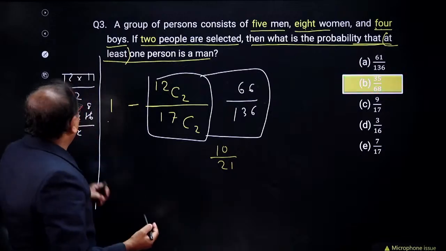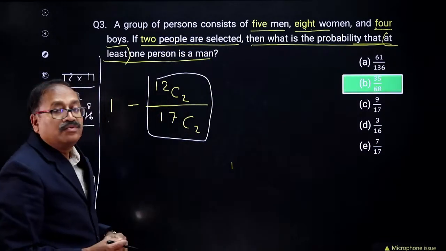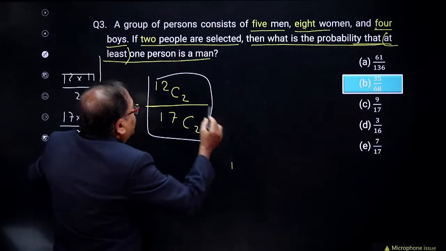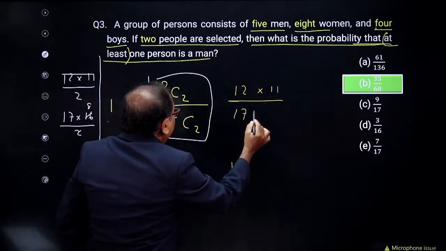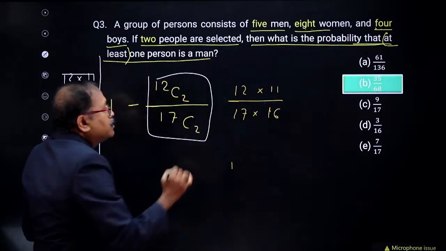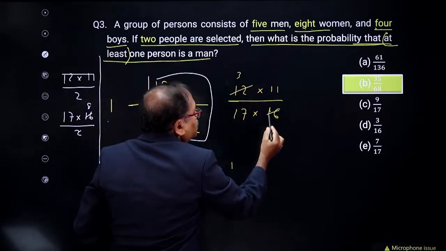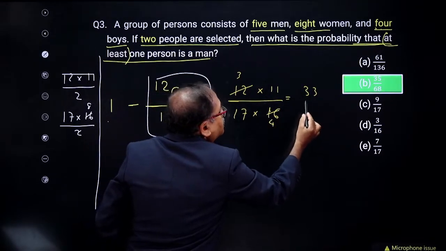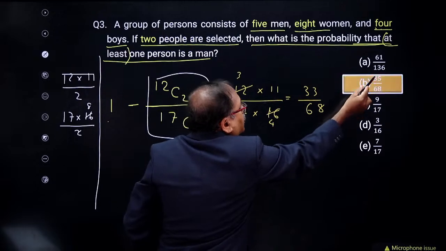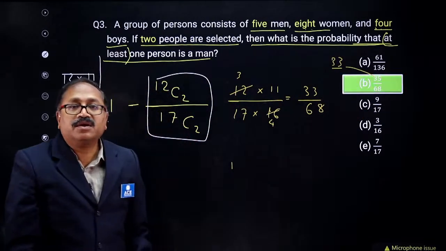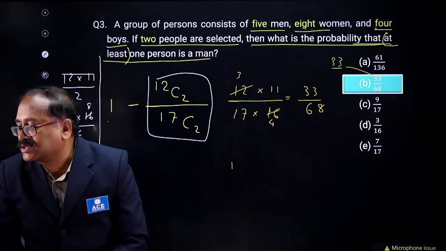Fine. So can I change this approach? Look at this one. As C2 is there, here also C2 is there, C2 and C2. Can I directly write down this one? That 12 into 11 by 17 into 16, because the 2 will get cancelled. Yes, my friends, we can do that. And with 4, how many times it gets cancelled? 3 times, and this gets cancelled 4 times. So I notice that this is 33 by 17 into 4, which is 68. So it is not 35, it is 33. Do you agree, my friends? 33 by 68. Aman, thank you.